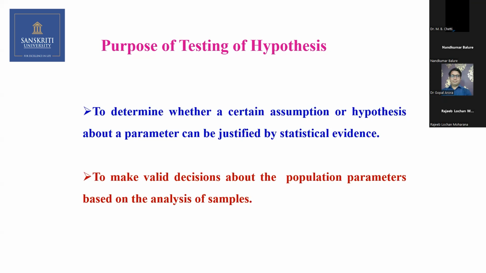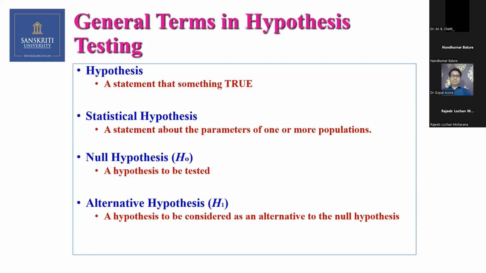So to determine whether a certain assumption or hypothesis about a parameter can be justified by statistical evidence, that we call a statistical hypothesis. Otherwise, it is just a hypothesis, an assumption. Whatever we do in our daily life, that is assumption. The aim is to make a valid decision about the population parameter based on the analysis of the sample. Now I'm going straight to the hypothesis. That is a statement that something is true.